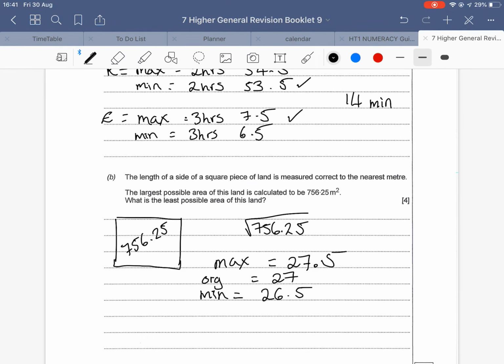So all you need to do to calculate the least possible area is 26.5 squared, or 26.5 times 26.5. So the least area is going to be 26.5 squared. So 26.5 squared is 702.25 meters squared.